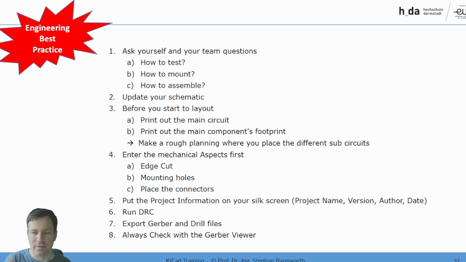For instance, if in a car you make an electronic control unit, and the connector is on the left side of the engine, so it must be on the right side of your PCB, for example. So stuff like this has to be taken into account. This is the first thing you do, because otherwise it doesn't work. Put the project information on the silk screen: project name, version, author, date, in our case group number and term.